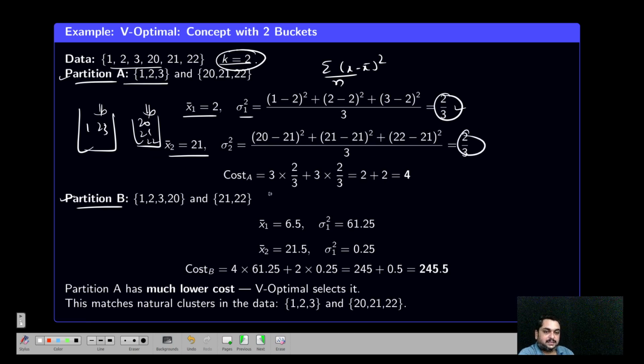So the cost function is summation of ni into sigma i square. There are only two buckets, so i equal to 1 to 2. So you calculate, I'll get it as 4.